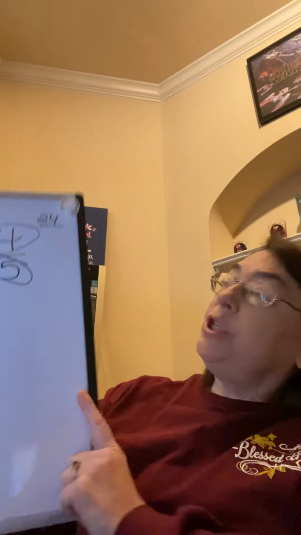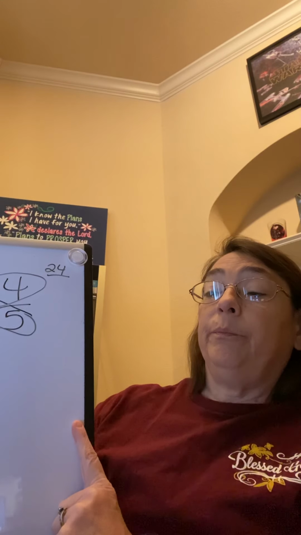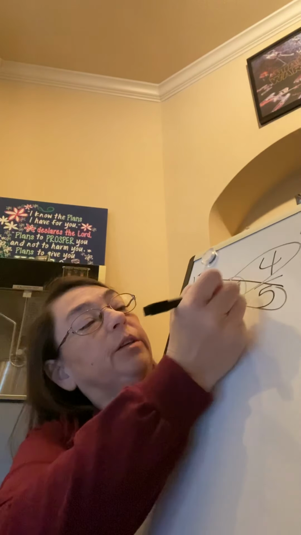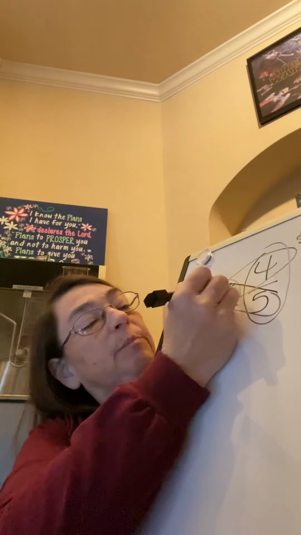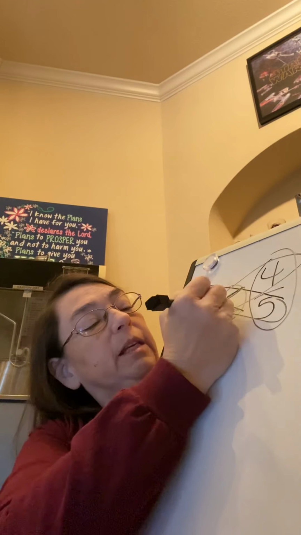All right, which number is bigger, the 10 or the 24? The 24. So that means that this fraction, 4 over 5, is bigger. So I'm going to put my alligator where he's eating the bigger number.